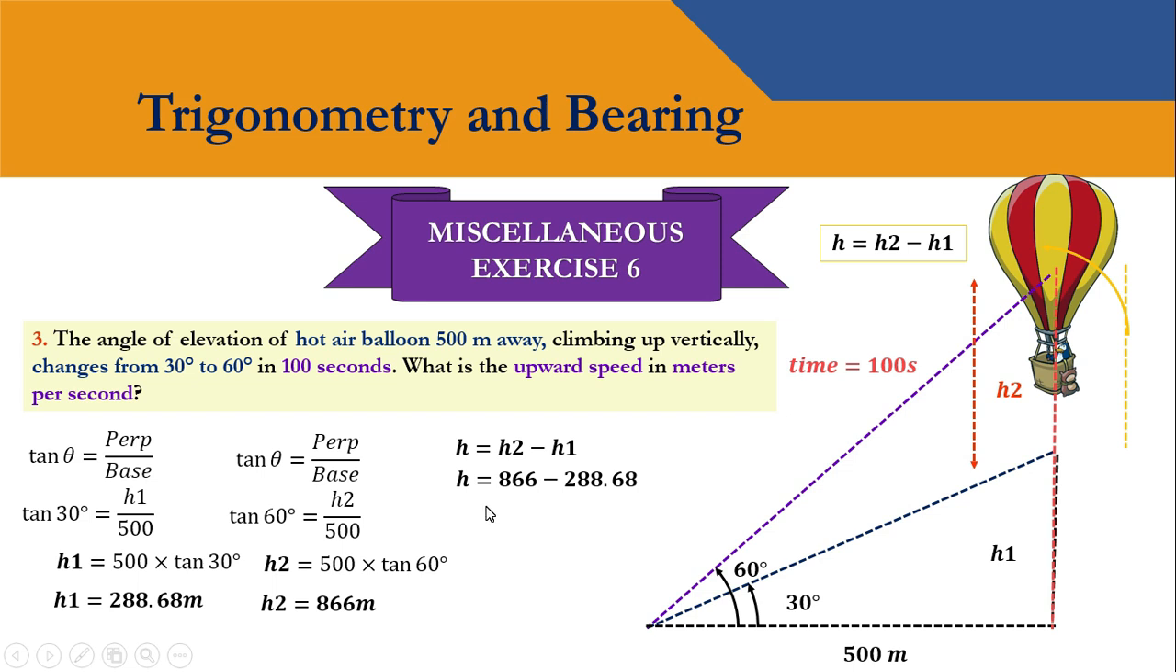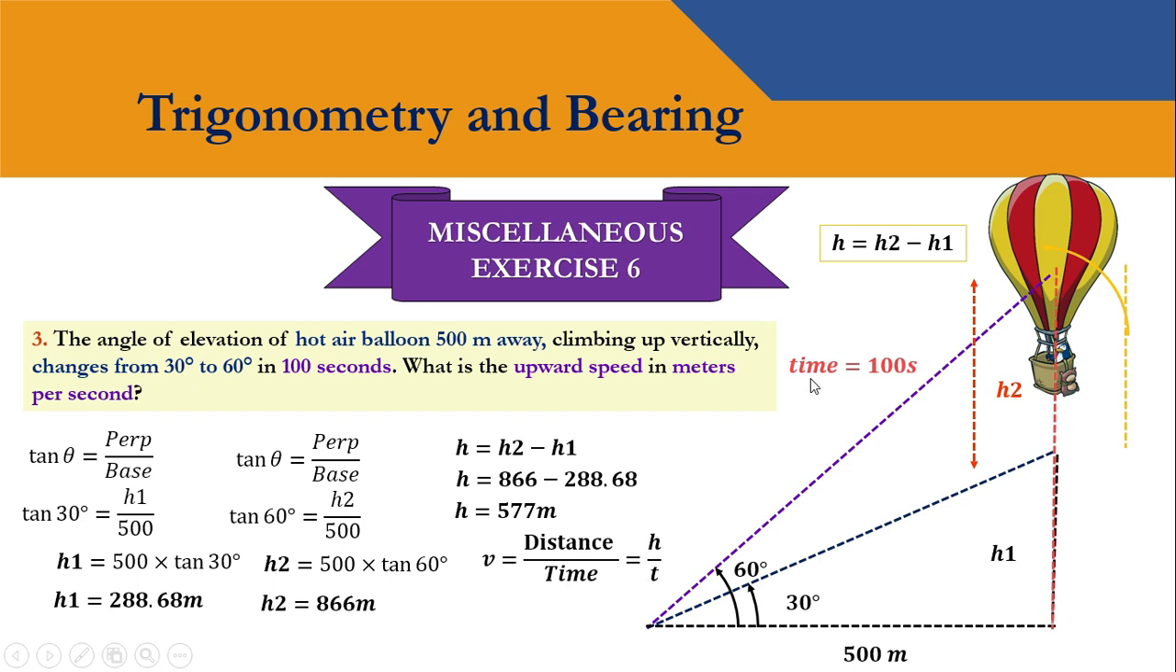So h is equal to 866 minus 288.68, and the final answer is 577 meters. To calculate the upward speed in meters per second, we use the formula of velocity, which is equal to distance divided by time. Here distance is equal to h and time is equal to t.